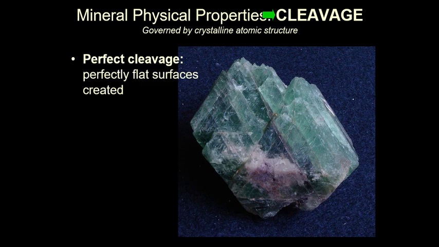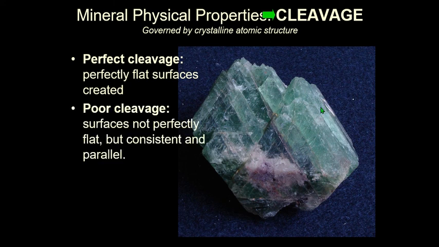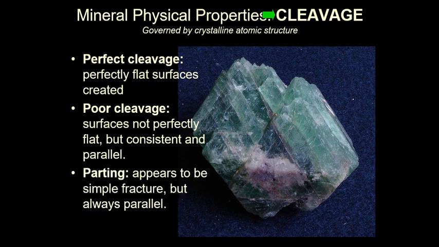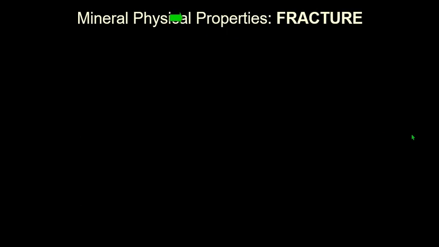So you'll have a perfect cleavage, which creates perfectly flat surfaces like this one does. You will have a poor cleavage, in which the surfaces are not perfectly flat but consistent and parallel. And then we'll have a parting, which appears to be just a simple fracture, but they're always parallel, so it might break along this way and sort of along this way, more or less in the same direction. Fracture is in fact just, it breaks.